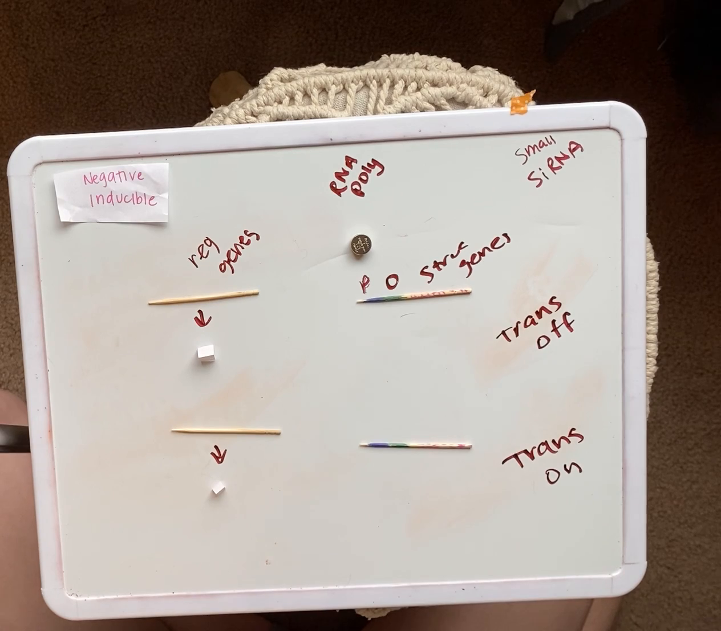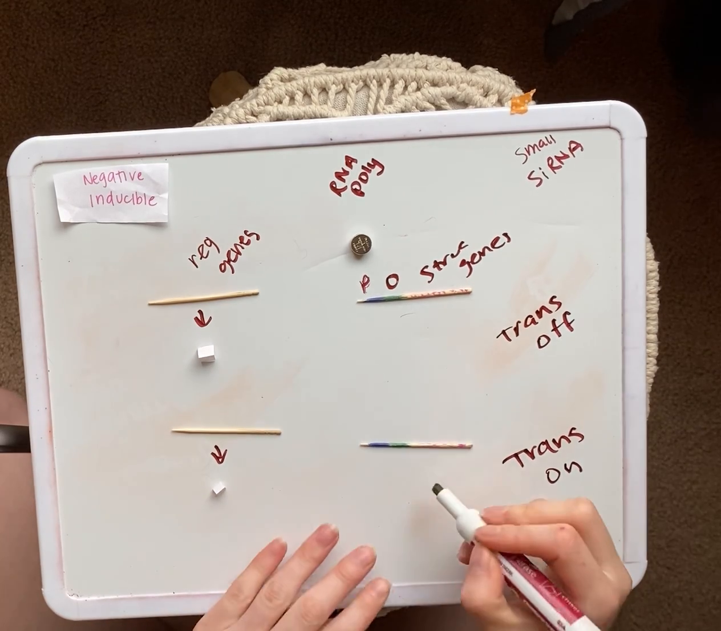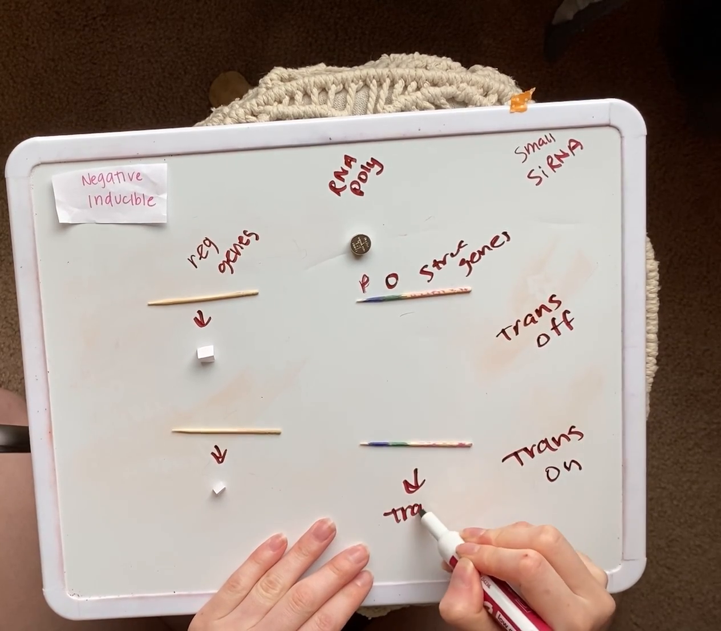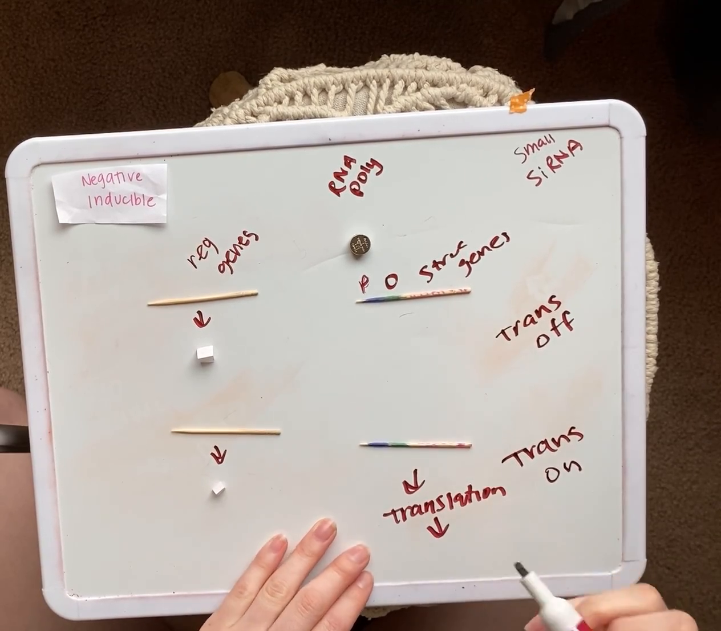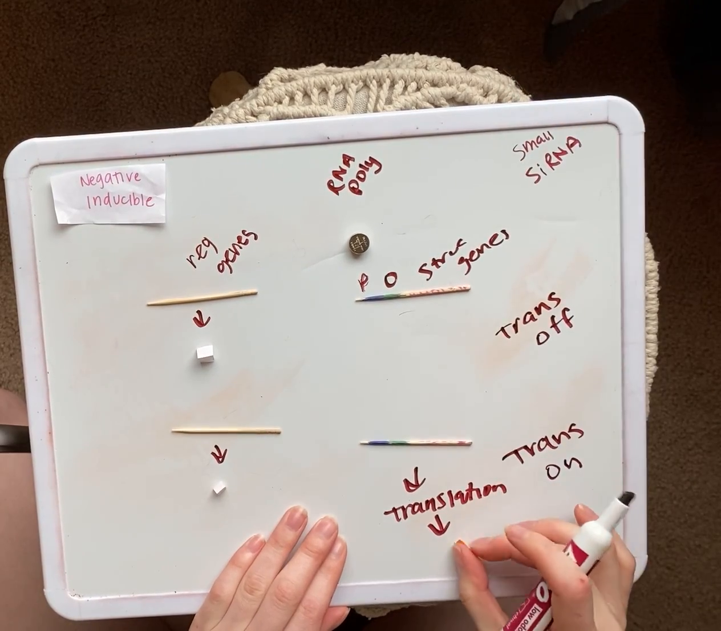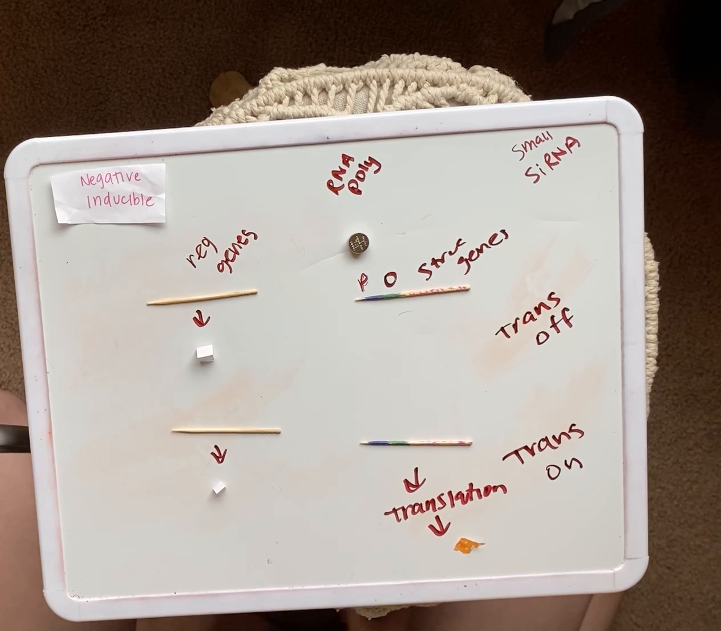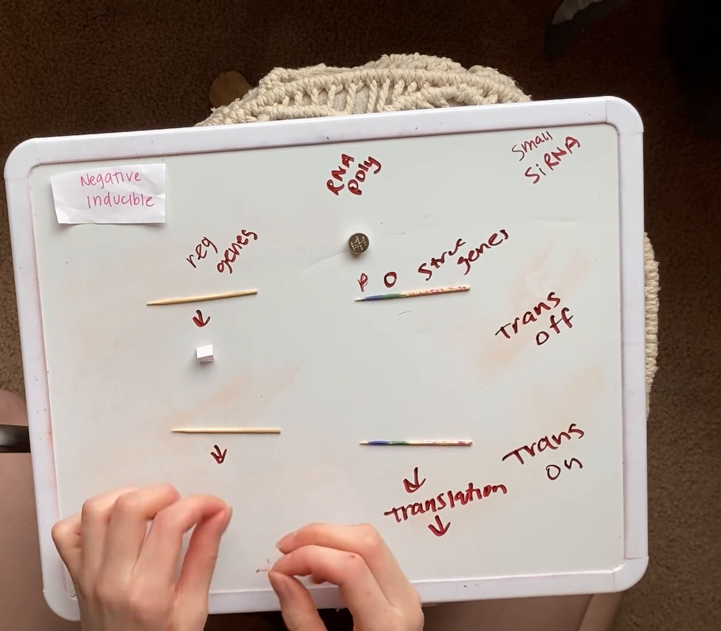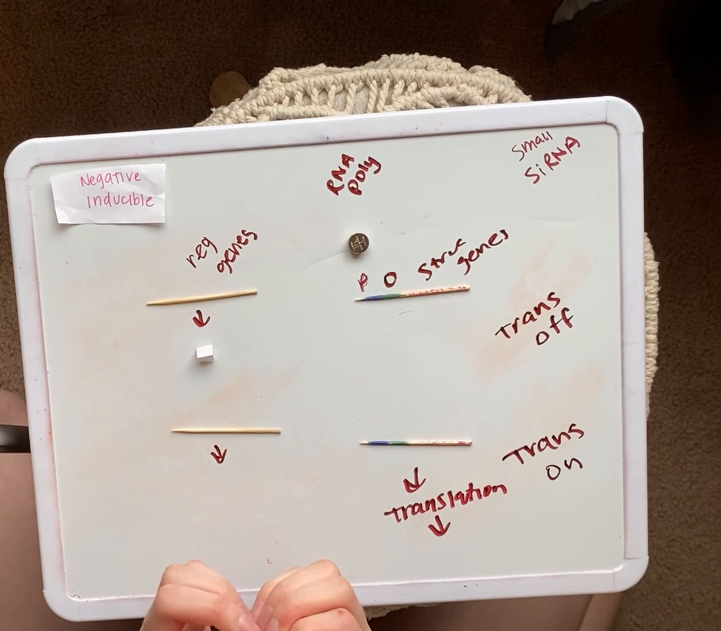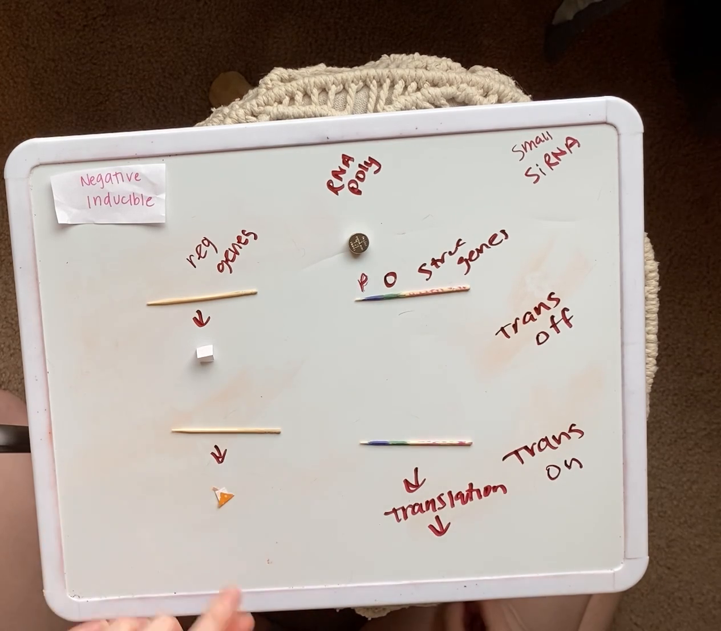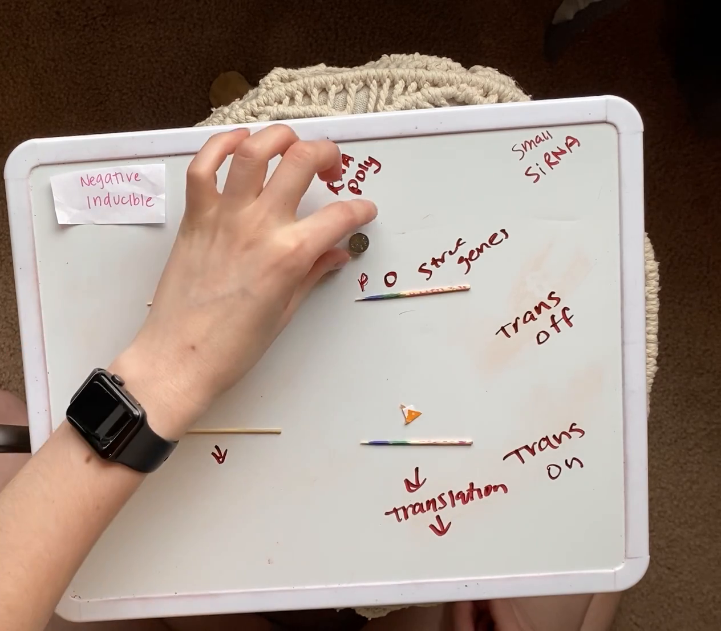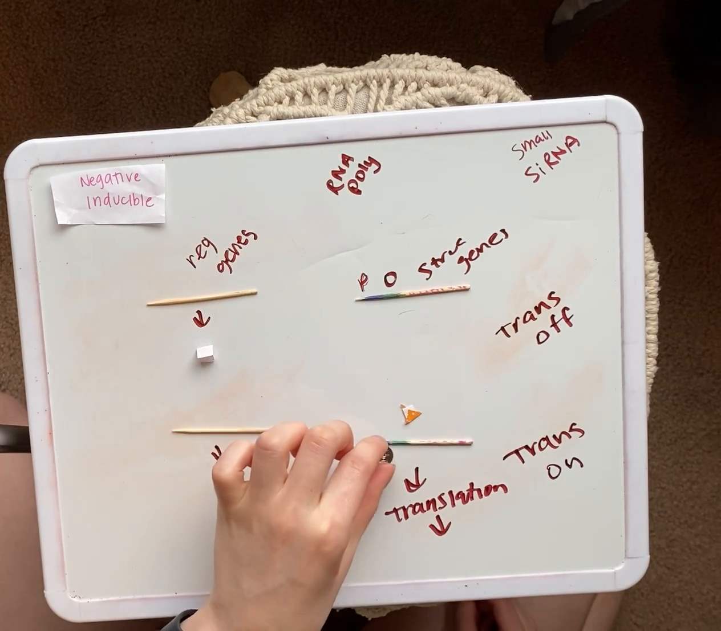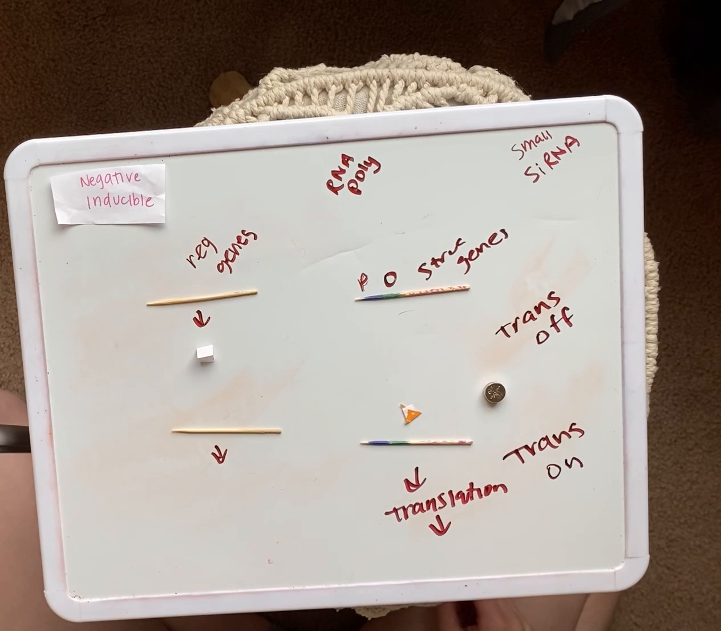And down here, if transcription is on, transcription is going to lead to translation, which is then going to produce the small molecule. And the small molecule is going to come and it's going to bind to the repressor, making the repressor unable to bind to the operator. And so the RNA polymerase is free to transcribe.